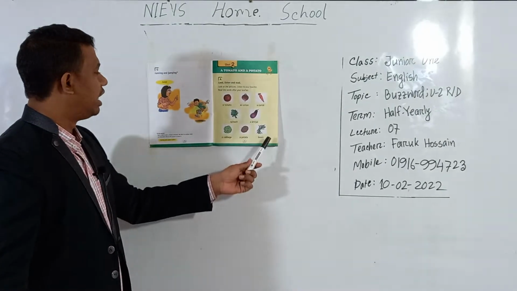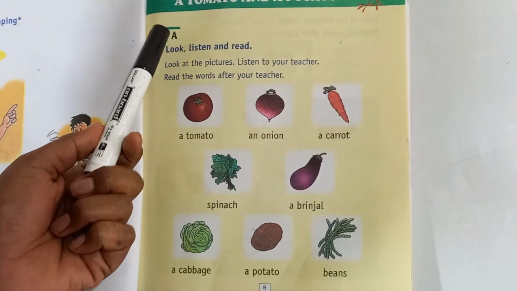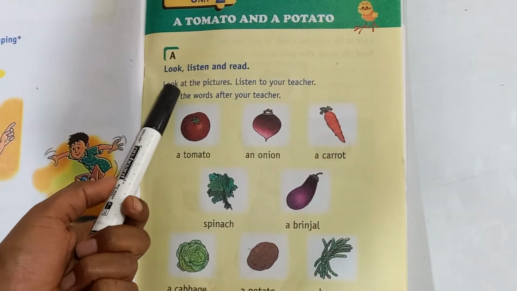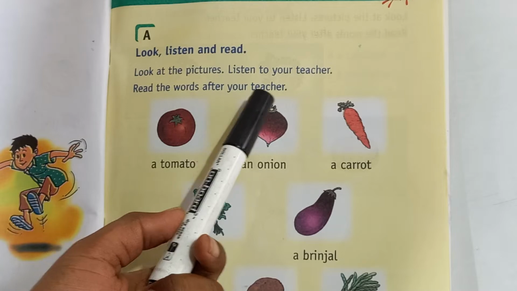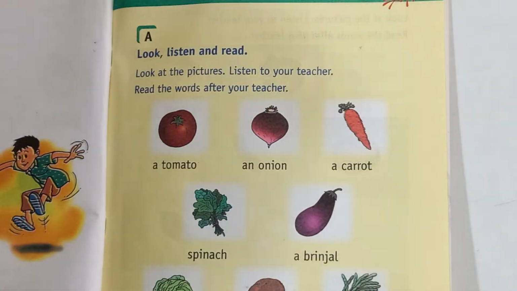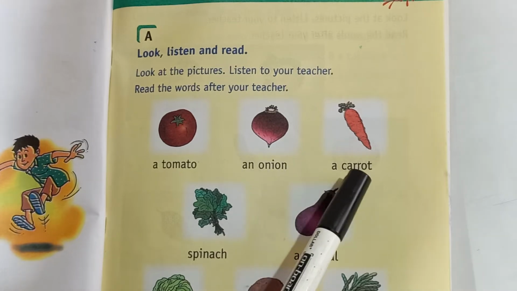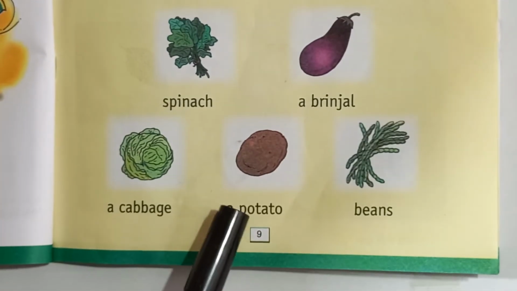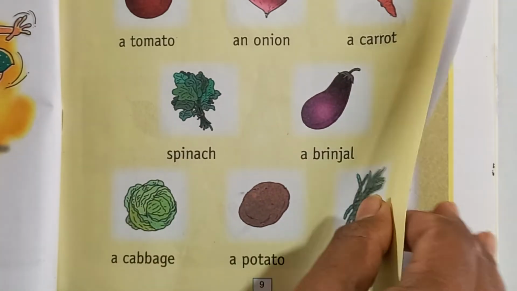So Unit 2, it's Buzzword books, page number 9, okay? So in task A, you will get look, listen and read. Look at the pictures, listen to your teacher, read the words after your teacher. That means you will have to read it after my reading. So number 1, a tomato, an onion, a carrot, spinach, brinjal, a cabbage, a potato, beans. All these are known to most of you, okay?